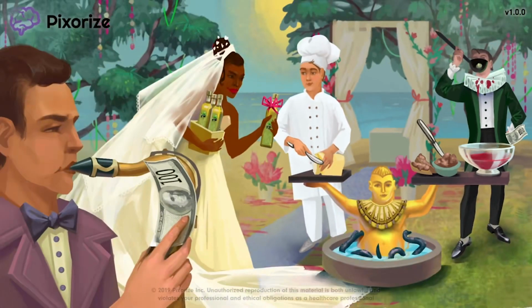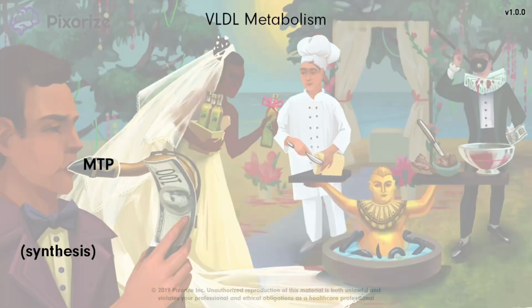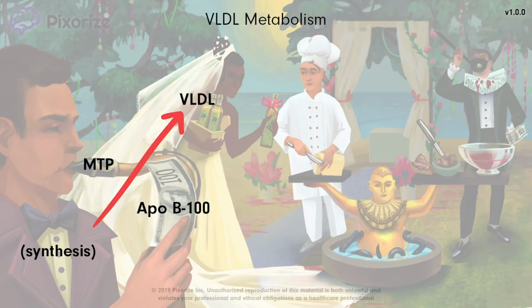Okay, I know that was a lot of material to go through. Let's do a quick recap so we can enjoy some liver pate at this fancy wedding. VLDL stands for very low density lipoprotein, and it delivers endogenous lipids throughout the body. It is synthesized by the liver, and its synthesis begins with MTP's lipidation of the structural protein ApoB100. The lipidated ApoB100 is now called VLDL, which can now be secreted into the bloodstream.